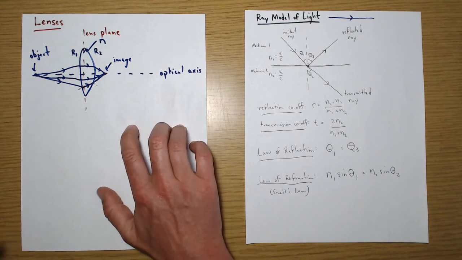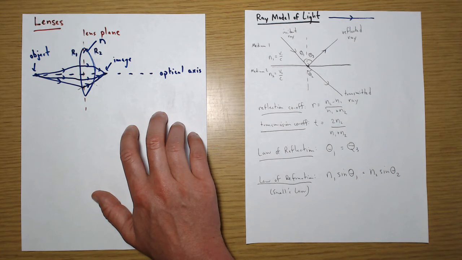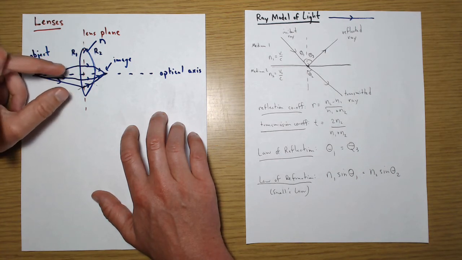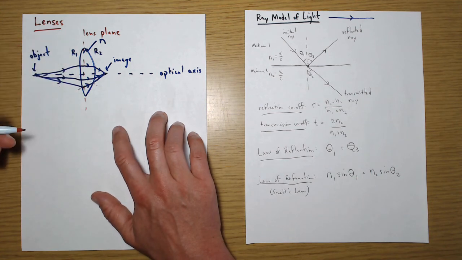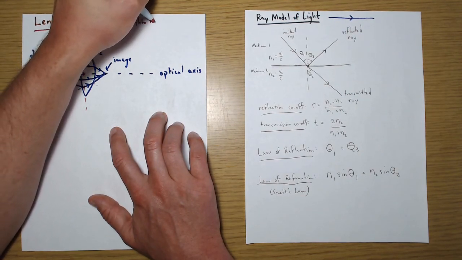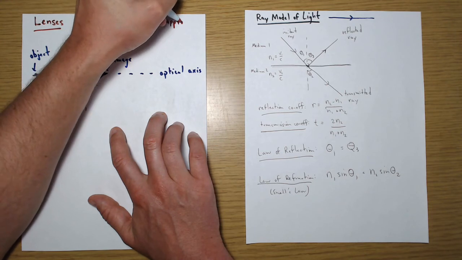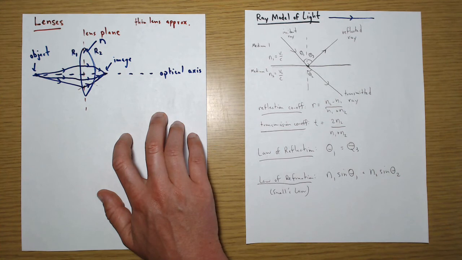Now, something interesting here is that mathematically, in your textbook, you'll see the derivation of this result, but I just want to point out that this result is approximate, and it only works for narrowly bunched rays. We're going to use something called the thin lens approximation.